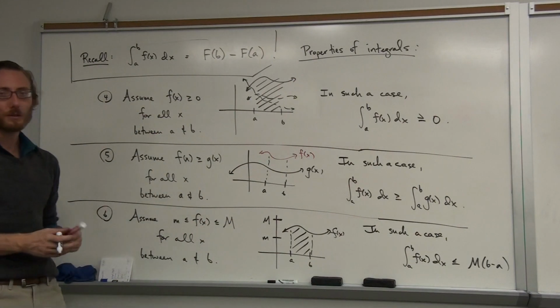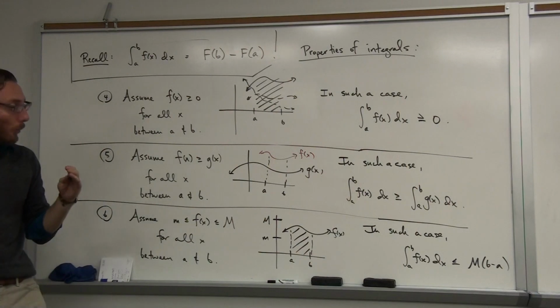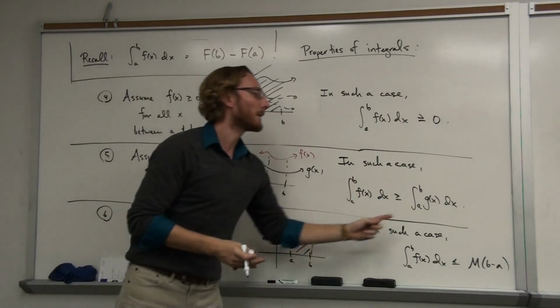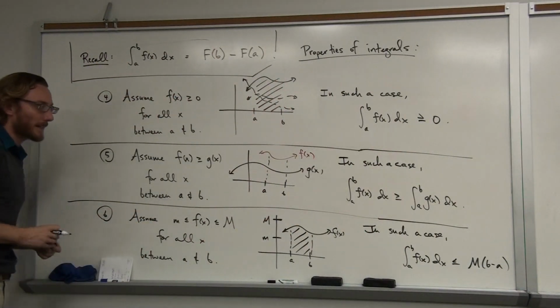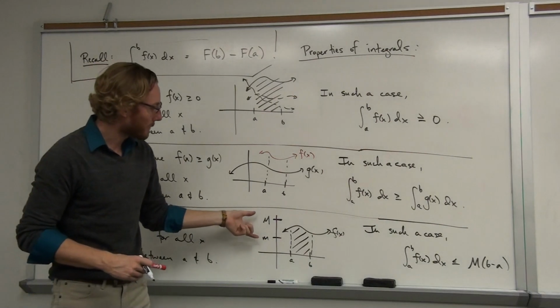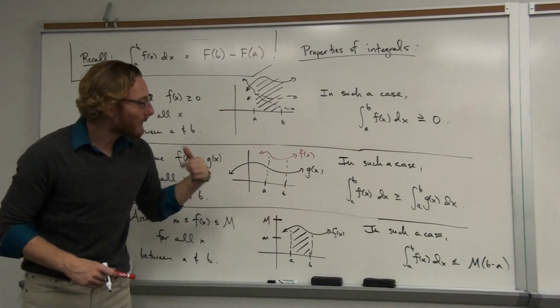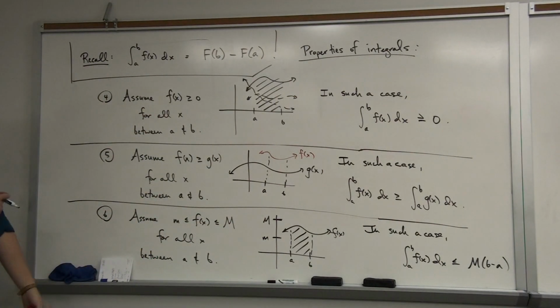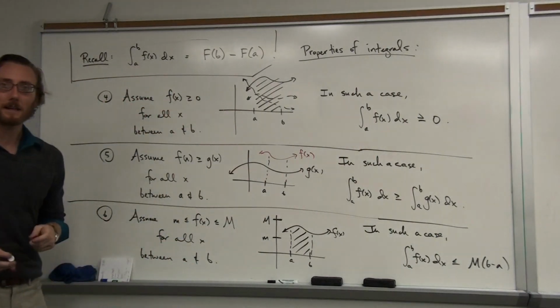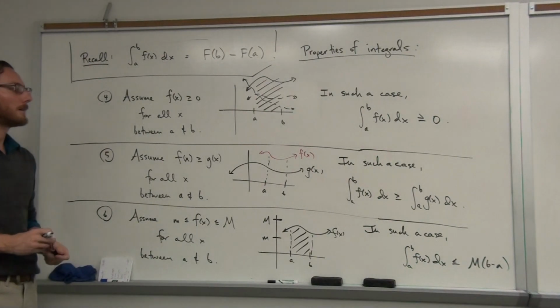Well, I guess it could be equal in some cases, if our function is equal to M everywhere, and then our area would be equal to the size of the rectangle. However, generally speaking, when we're talking about our big M and our little m, our function could be, if anything, less than big M. So the area under our function would be less than an area built by a rectangle at a height of capital M.